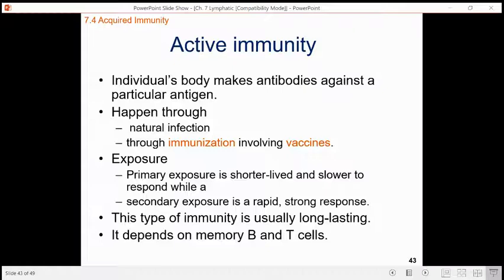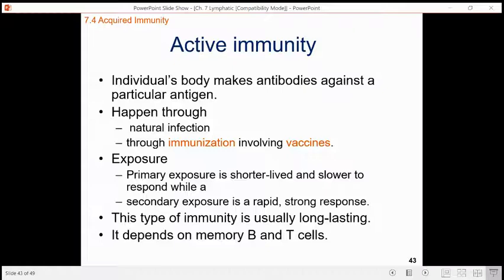The other way is through an immunization involving vaccines. This is where we inactivate one of those viruses and then expose your body to the antigen. But the secret is the antigen can't actually make you sick because we've immobilized it. But the protein, or the antigen, is still there. So your immune system goes through its normal response, making memory B and T cells, also giving you immunity.